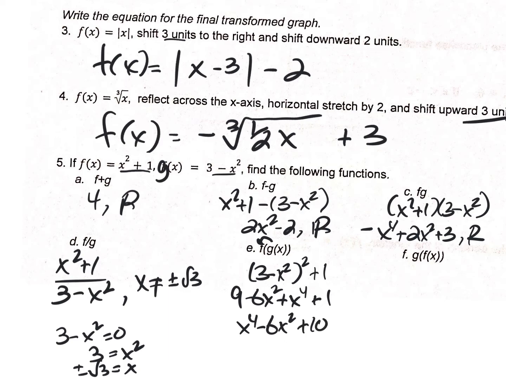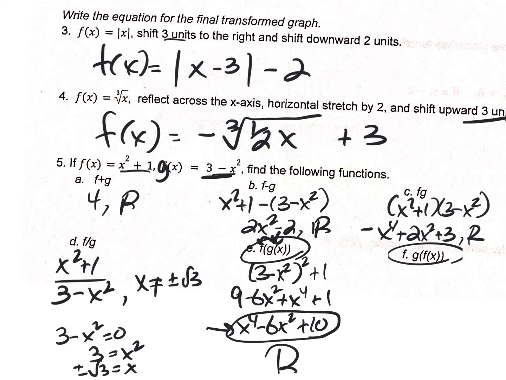Now, the way you do domain on these, when they're compositions like E and F are, is you do the domain of the second function, g, which is all reals, and look at your final answer right there, the domain of it. Since they're both all reals, again, it's all reals. That was kind of lucky, but that's all reals. And part F, same thing.